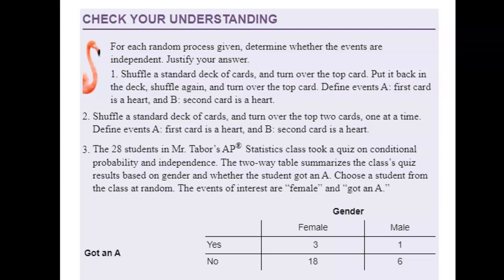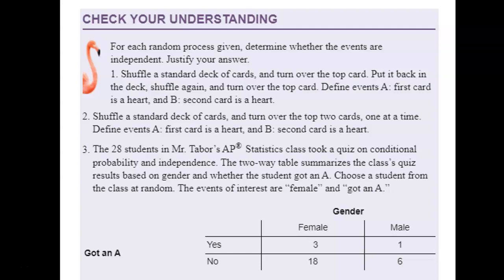We have, for each random process, determine whether the events are independent. Justify your answer. Shuffling a deck of cards and turning over the top card, putting it back into the deck, shuffling it again, and turning over the top card. They want to know if these are independent. Okay, so we'll talk about that in a moment. And they did want you to define A as the first card is a heart and the second card is a heart. So then we have shuffling a deck of cards, turning over two top cards one at a time.